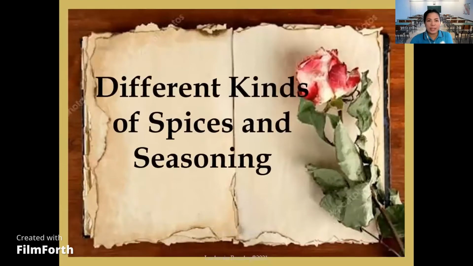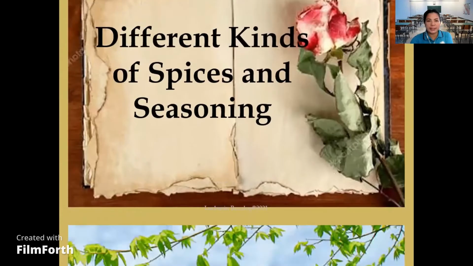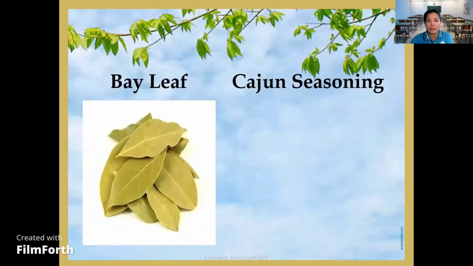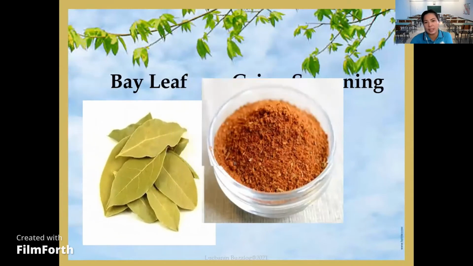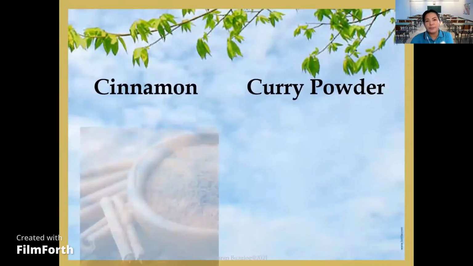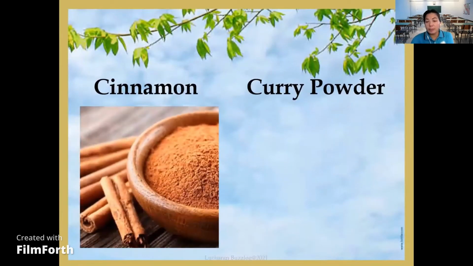Okay, so let us now go to the different kinds of spices and seasoning. So meron tayong bay leaf. Ito yung itsura ng bay leaf natin. And we have the kahon seasoning. So ito yung itsura ng kahon seasoning and the bay leaf. So we have the cinnamon. Yan. Ang bango-bango nitong cinnamon. Kapag nagkain kayo ng cinnamon bread, di ba? Once you taste it, ang sarap-sarap ng cinnamon.